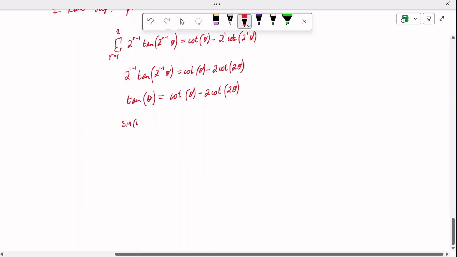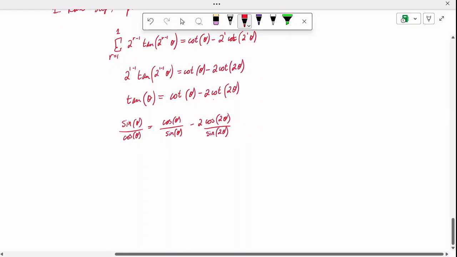So sine over cos equals cos over sine. Take 2 cos. Now be careful here, because cot of 2 theta is going to be equal to cos of 2 theta on sine of 2 theta.